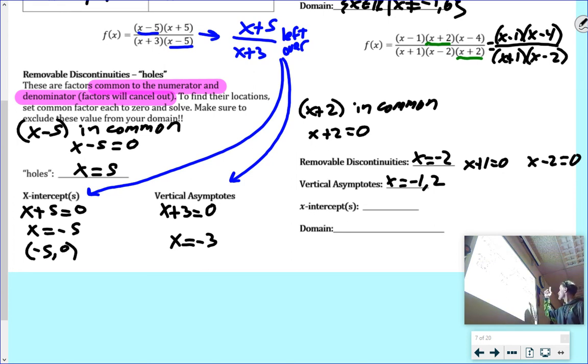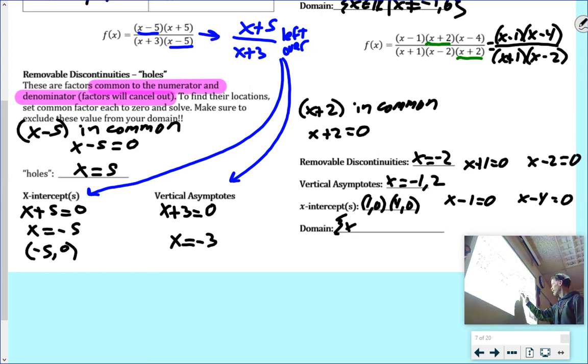The x-intercept, top equal to 0, x minus 1 and x minus 4. So that means your x-intercepts are 1, 0, and 4, 0. And then the domain always starts the same. And then you just write the VA and the holes. The order doesn't matter. I'm going to put them in order: -2, -1, and 2.